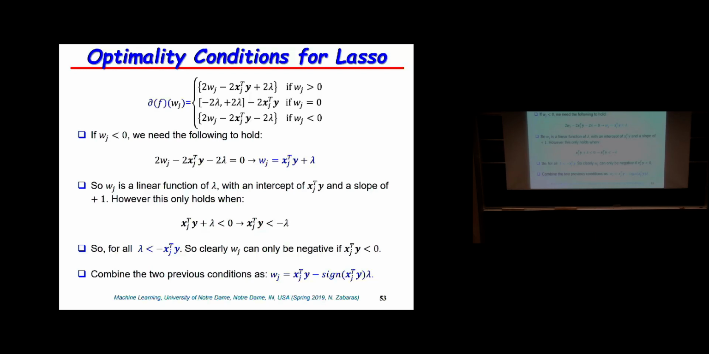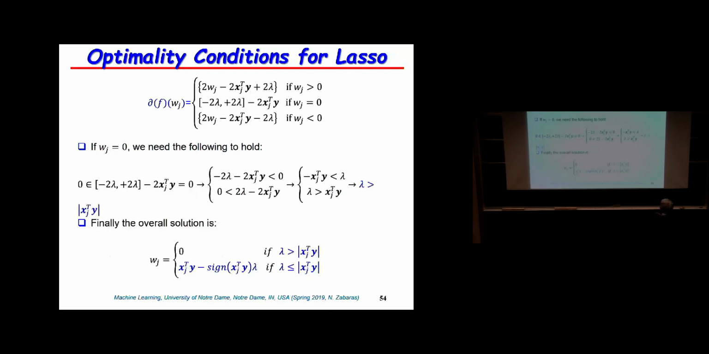Based on the theorem we discussed about the global minimum of this convex function, if we want to check if Wj equals 0, I need to check if 0 belongs to this interval. So 0 must be greater than minus 2 lambda minus 2 times xj transpose y, and 0 must be less than 2 lambda minus 2 xj transpose y. Let me write down these equations. Actually this is wrong, remind me to delete it there. If 0 belongs to this interval, both have to be true, and if you summarize these two equations together, lambda has to be greater than the absolute value of xj transpose y.